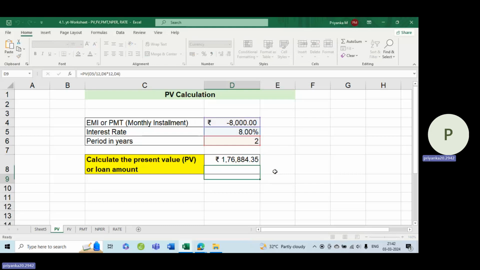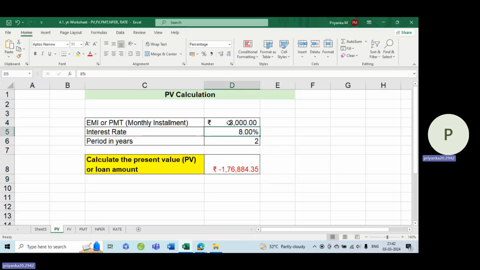As I told you earlier, if you're not giving a minus sign, let me remove the minus sign. I'm just going to give enter. You could see you'll get a negative value here. To avoid such confusions, we are always keeping a concept that when there is an outflow, we always introduce a negative sign here itself.